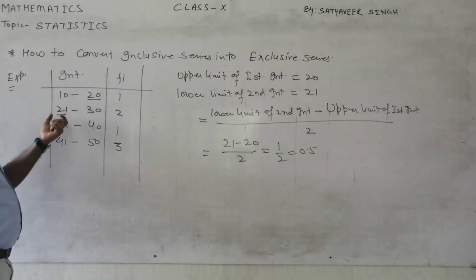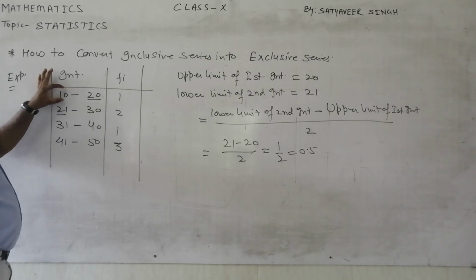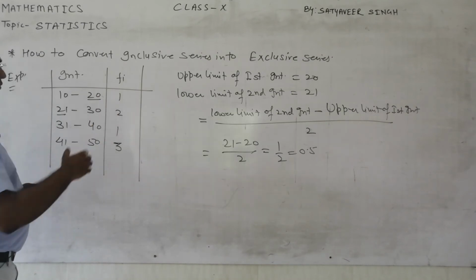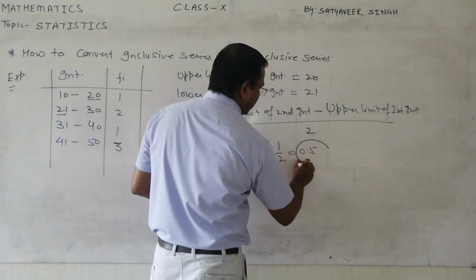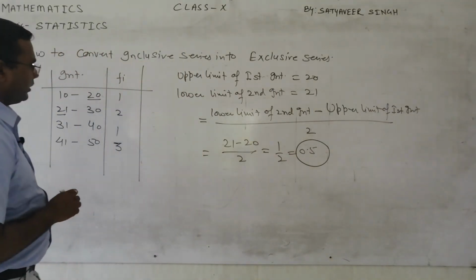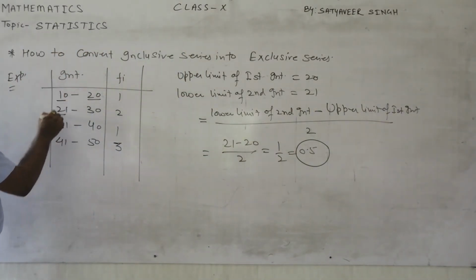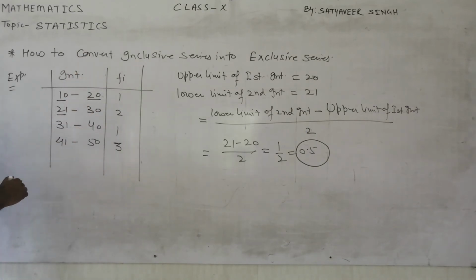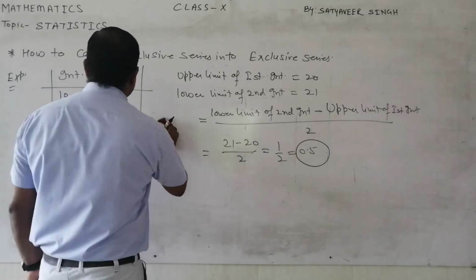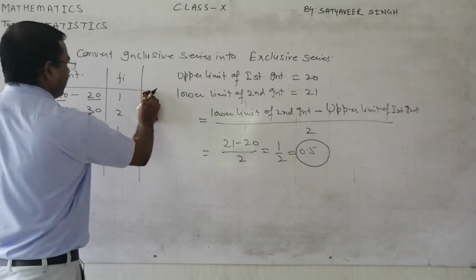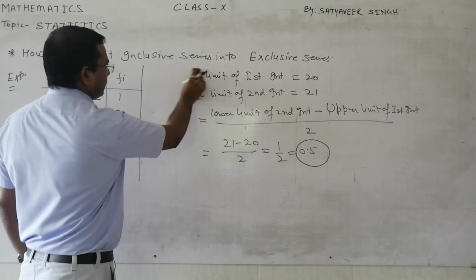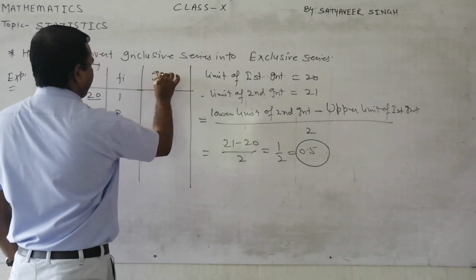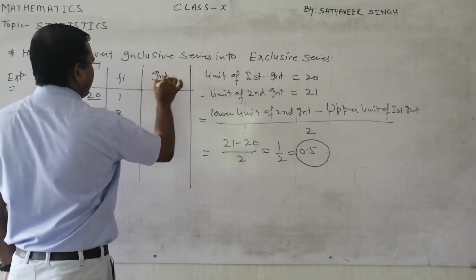So that difference basically what you will have to do, you will have to subtract from the lower limit and you will have to add in the upper limit. This difference of 0.5, what you have to do is subtract this from each lower limit and add this in each upper limit. So you will make a new column for this. I am writing this here. New intervals I am framing.